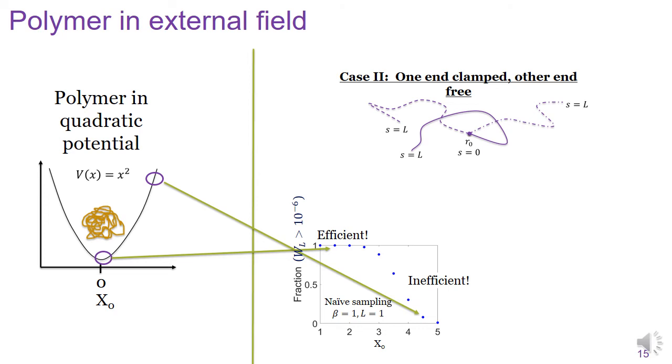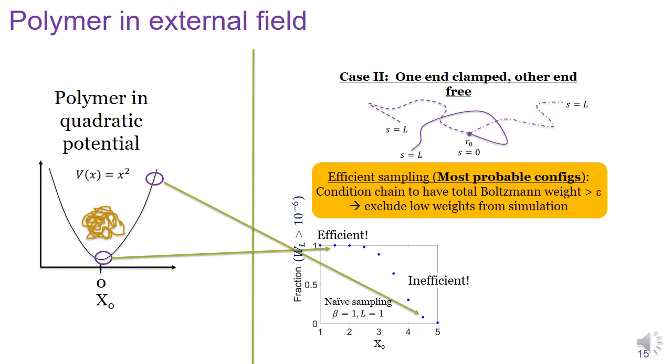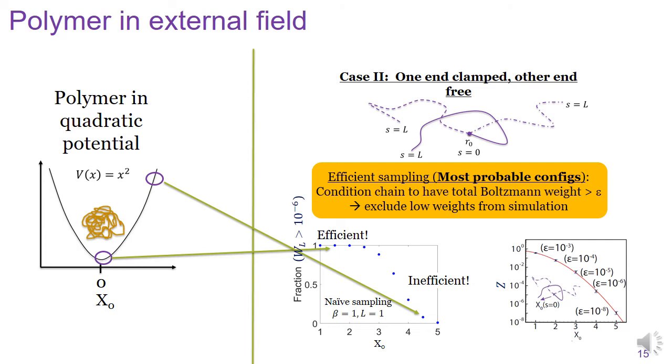However, when the polymer position is far away from the minimum potential, sampling using the naive method is inefficient. What can be improved by using the Brownian bridge is essentially setting up a threshold for the total Boltzmann weight in terms of epsilon. So the Brownian bridge can exclude the low weight contributions from the simulations. What we demonstrated here is that by using the Brownian bridge, excluding different weights for different polymer positions, we are able to efficiently calculate the partition function.